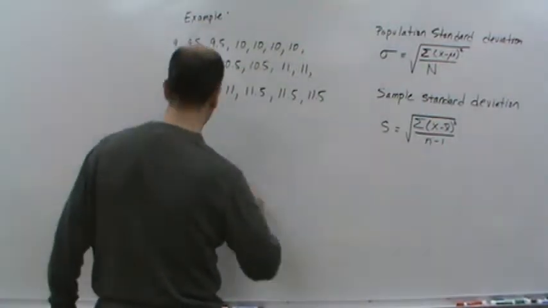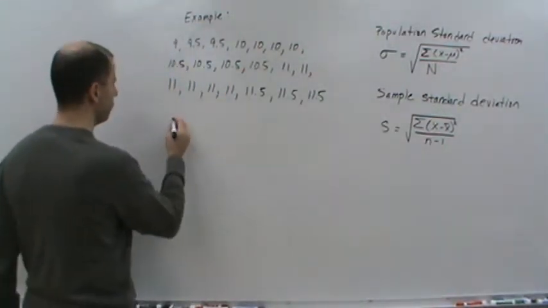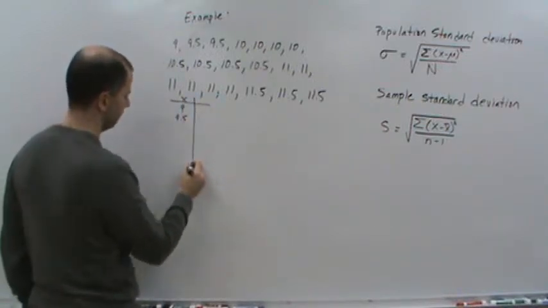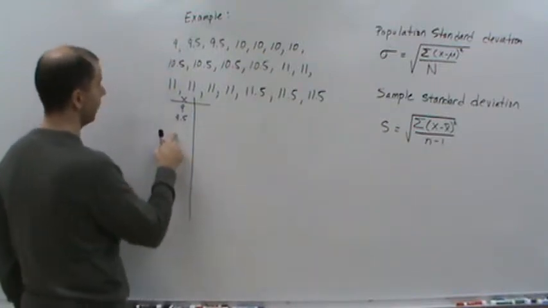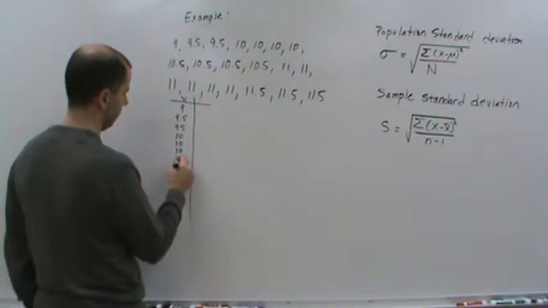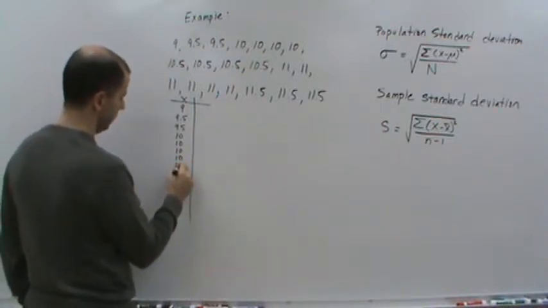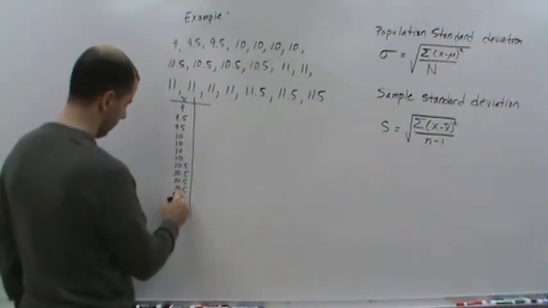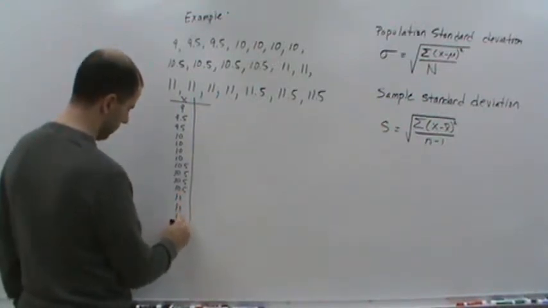The first thing I'm going to do is set up the table of values. I'm going to take all of the values and go 9, 9.5, this is x. So 9, 9.5, 9.5, 10, 10, 10, and then 10.5, 10.5, 10.5, 10.5, and then 11, 11, 11.